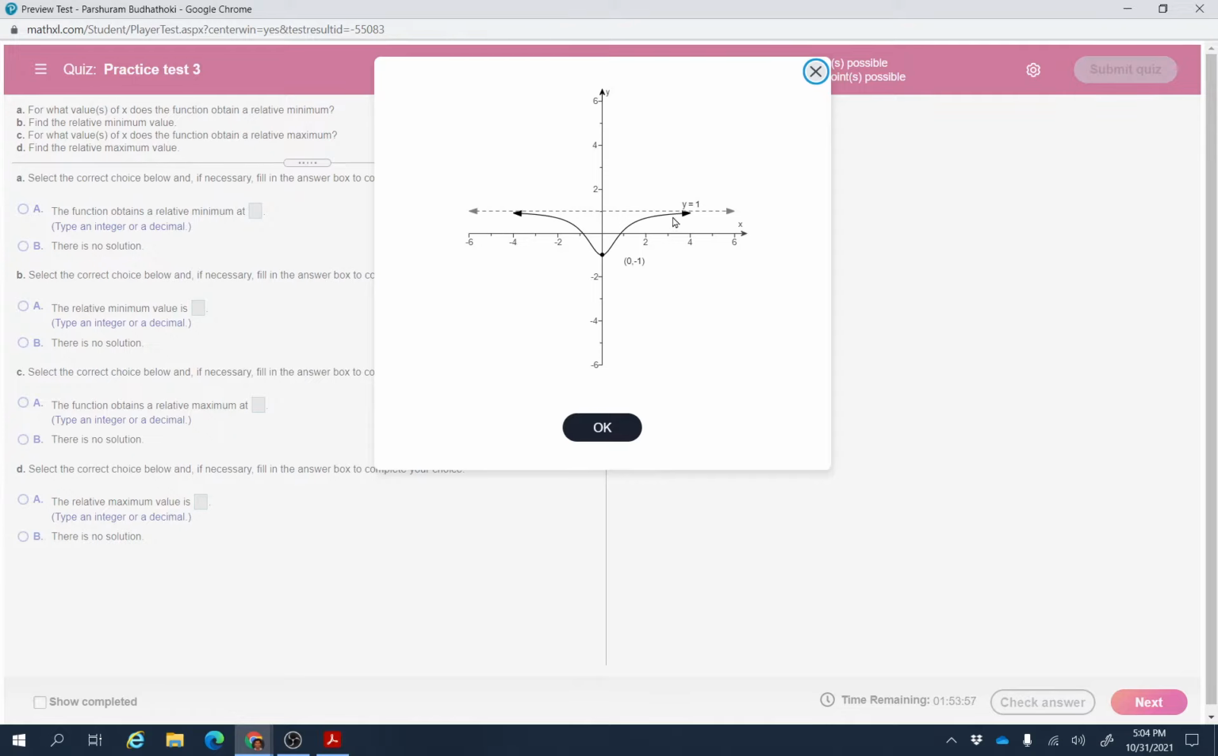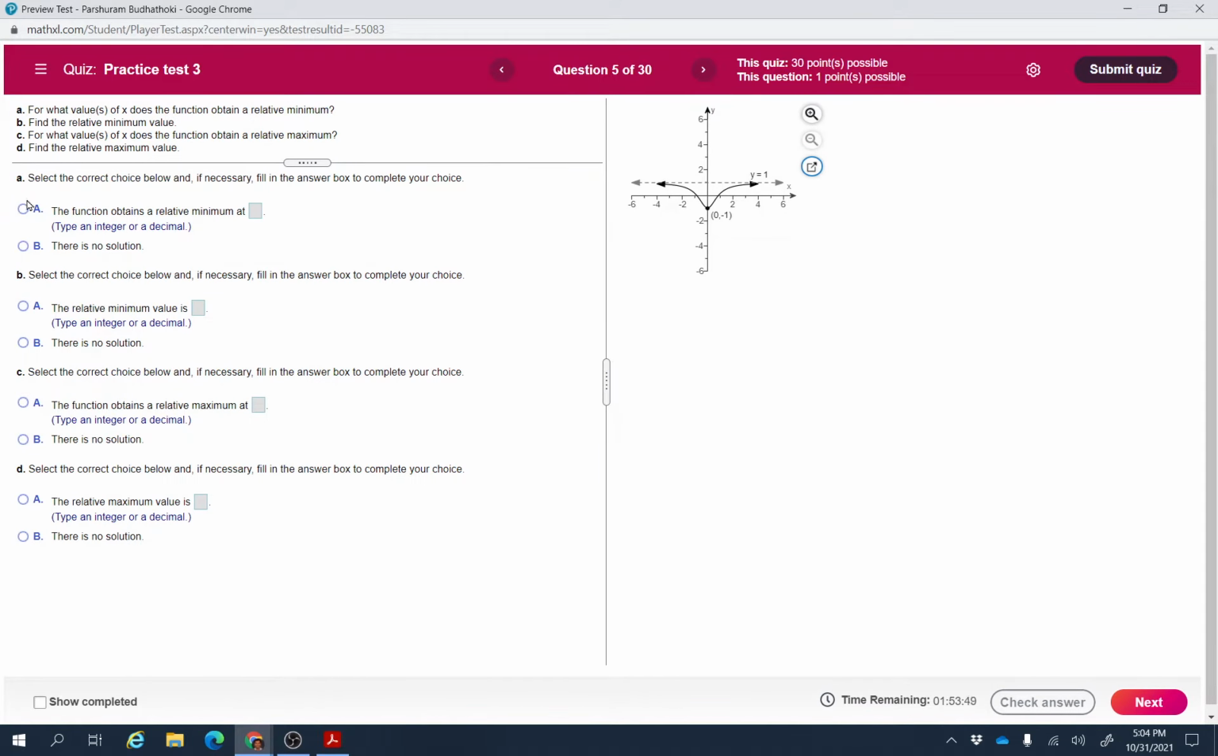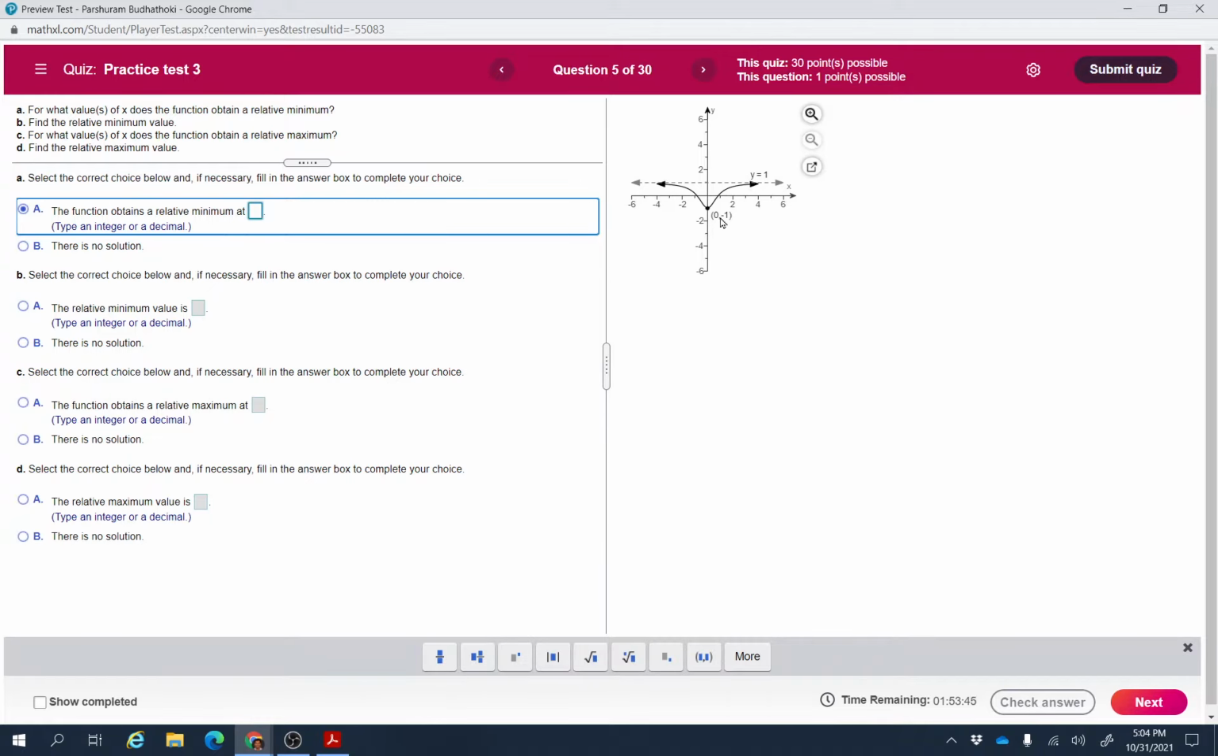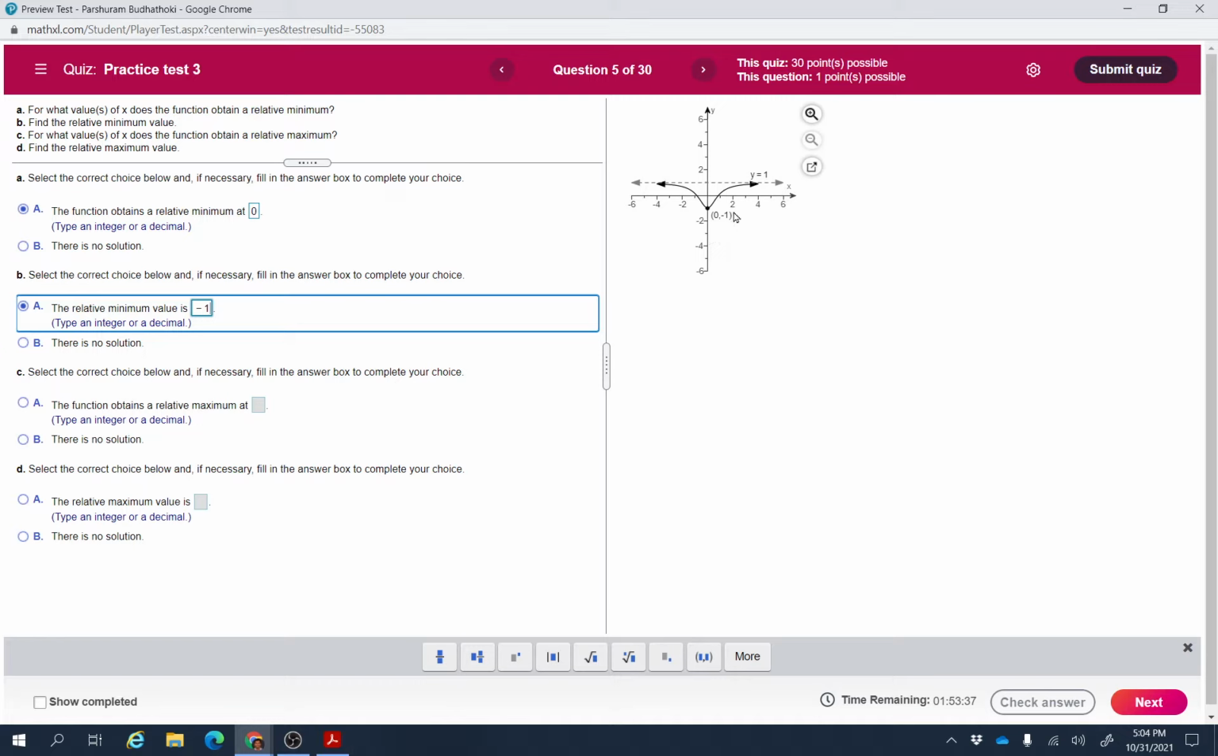So the maximum value of the function is not there. Okay, so let's answer the question here. The function obtains a relative minimum at x equals 0, and then the relative minimum is -1. As you can see, that's -1 here. Select the correct choice below.